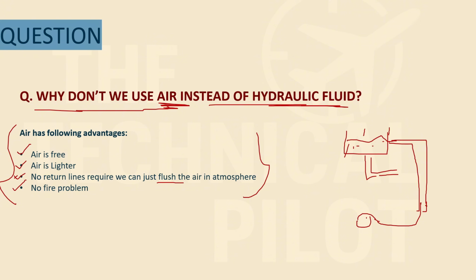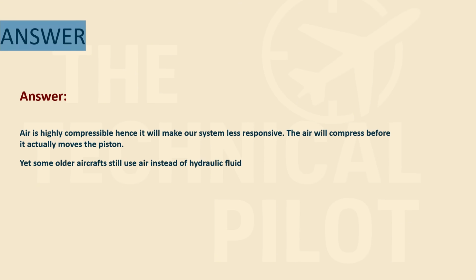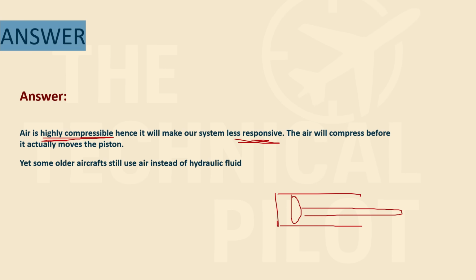But why don't we use it? What do you think? The only reason for not using air is that air is highly compressible, and hence it makes our system less responsive, and air will compress before it moves the piston. So if we have a piston and we are using air instead of hydraulic fluid, since the air is highly compressible, what will happen if we try to fill in air from here so that the piston can move outwards? We try to build up the pressure.